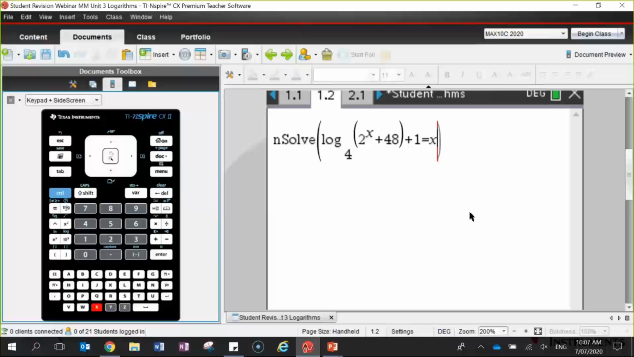Okay, so we've got to say, well, I want to solve this equation, and I want to solve for x. So I put in a comma, and your comma is down the bottom of your keyboard next to the letter O. Then we put in x to say I want to solve this equation for the variable x. I'm going to move outside of my brackets there, press enter, and there's my solution. And that's the question done.